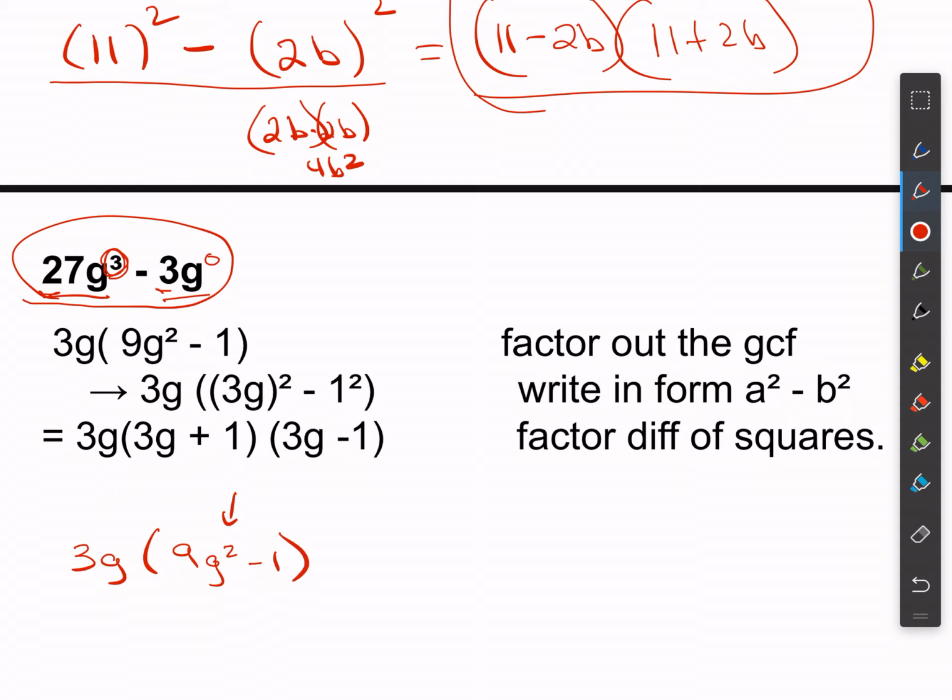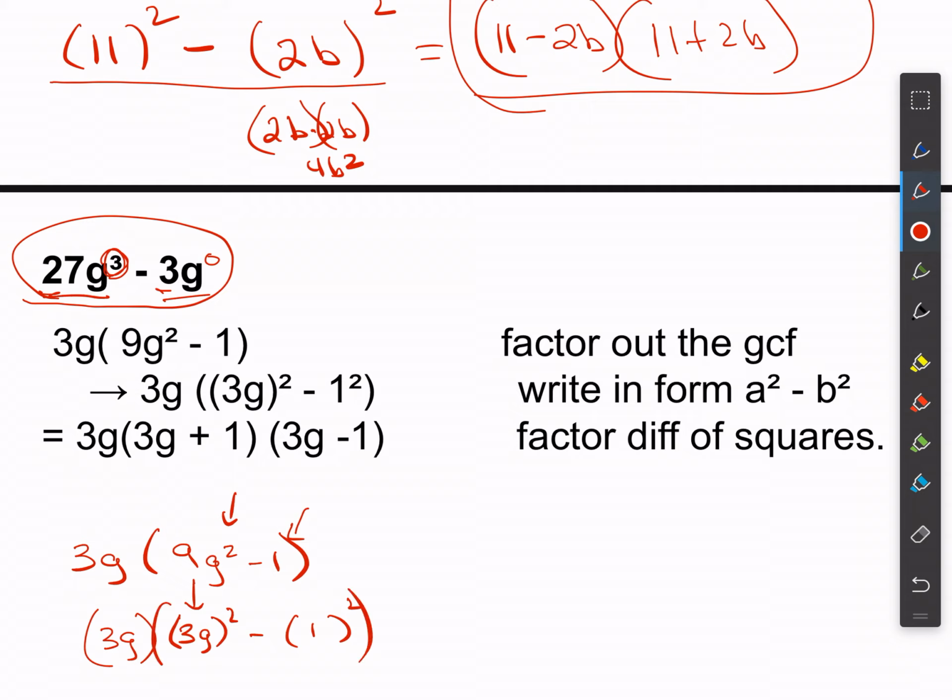Check this. Do I have a difference of squares here? Can I write this term as something squared minus this term as something squared? Well, 1 can be written as 1 squared. The square root of 9 is 3. The square root of g squared is g. So I can write that as this. And so yeah, it did work, right? And I also have this 3g that I took out.